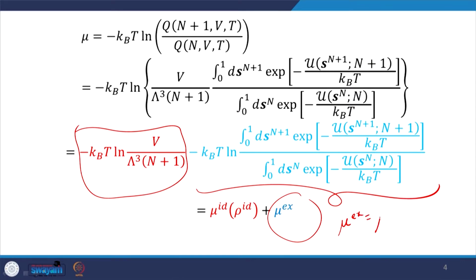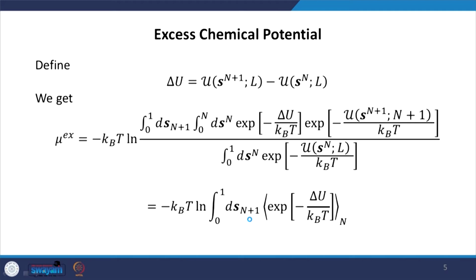Now we have an excess chemical potential that is defined as the difference between the chemical potential and the chemical potential of an ideal gas under the same conditions. Now clearly the chemical potential of an ideal gas is a function of its density, and therefore I am writing it as a function of the density, and clearly there are analytical expressions available for the chemical potential of an ideal gas. So now we can focus only on the excess chemical potential, and for doing that I will define the energy change delta U as the energy of the system containing n plus 1 molecules minus the energy of the system containing n molecules.